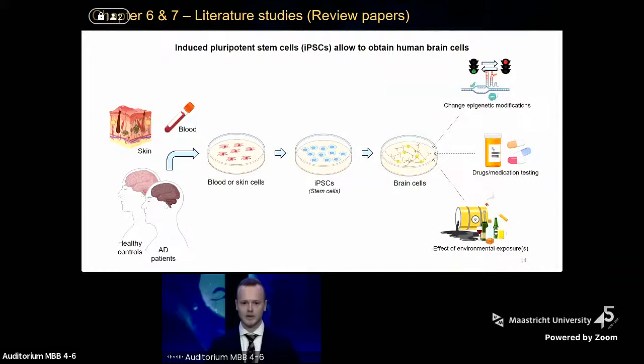And these brain cells then can be used to change epigenetic modifications and to study the functional consequences of these changes. But we can also use these, for example, to test drugs or medication, or even to study the effect of certain kinds of environmental exposures on the cells.